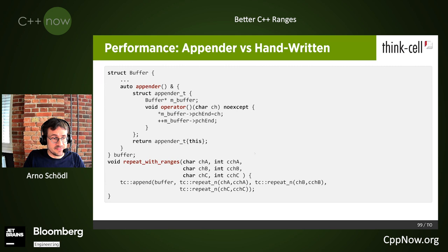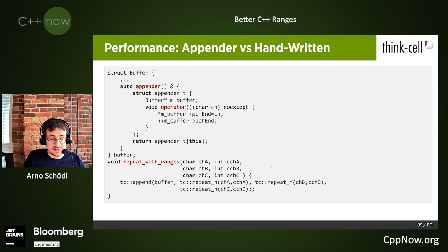And then we are going to have an appender, which is again this buffer. And the buffer is again doing exactly the same. It's essentially also just appending things to the end of the buffer and incrementing the end of the buffer. And this was basically the handwritten loop. And this is the same that does the same with ranges. You just say append to the buffer, and then you're writing these repeat n formatters.